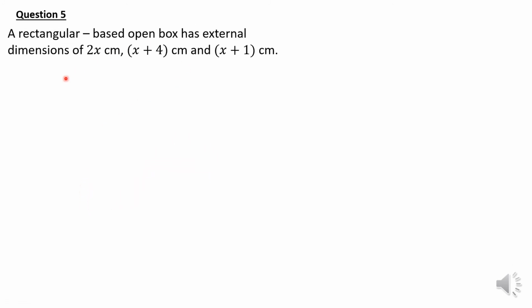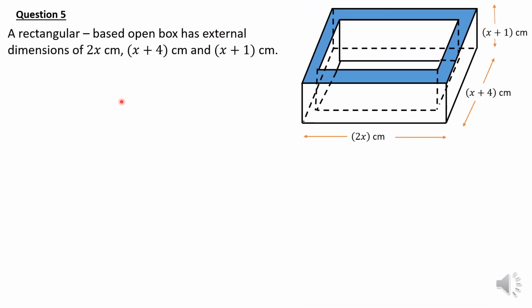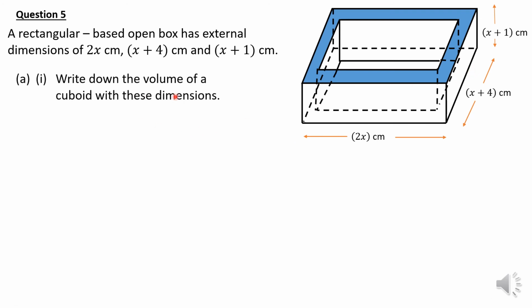Right, we have got a question here that deals with a rectangular box and it has got an opening here. Now, the external dimensions are given. Dimension is just another word for measurement. So we have got 2x on the outside here, x plus 4 here for the width, and the height is x plus 1. So now they want us to write down the volume for these dimensions. It's very easy, you just write them together.